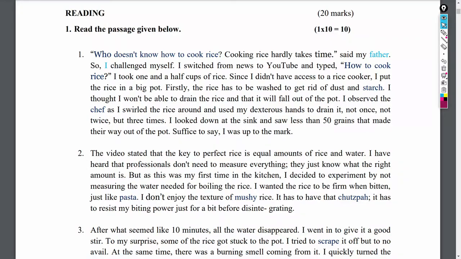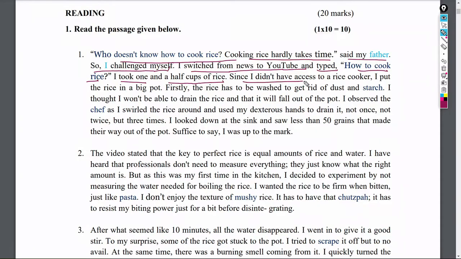Who doesn't know how to cook rice? Cooking rice hardly takes time, said my father. So I challenged myself. I searched on YouTube and typed how to cook rice. I took 1½ cups of rice. Since I did not have access to a rice cooker, I put the rice in a big pot.